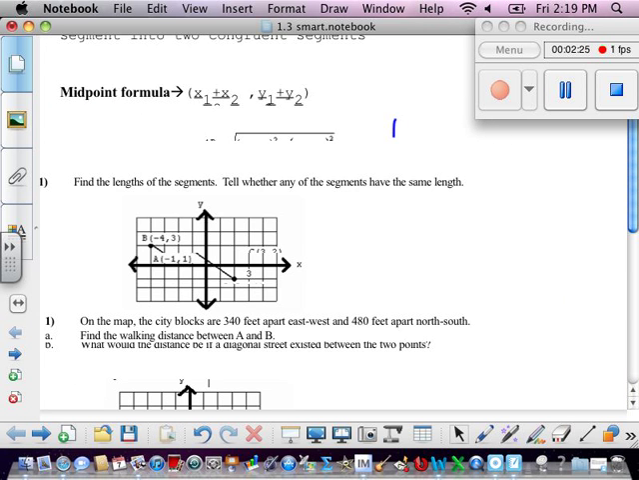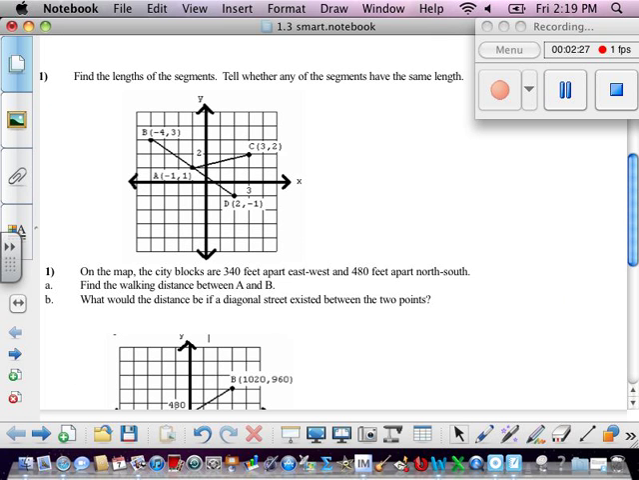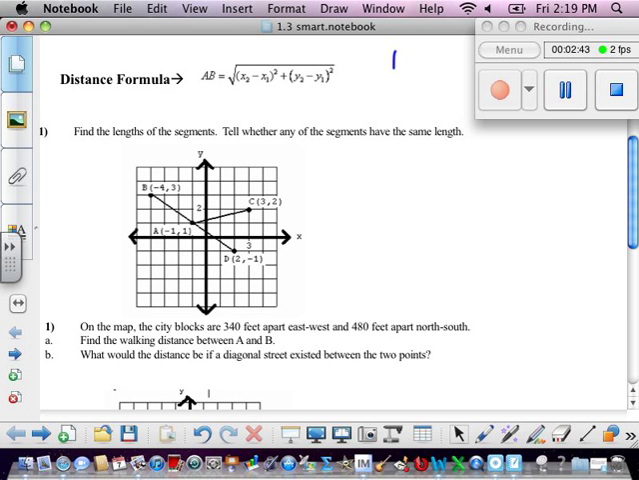All right, we're going to move to the first problem. We're going to find the lengths of these segments. They're not vertical or horizontal like they were yesterday. They're diagonal, which means we're going to use the distance formula. The first thing I'm going to do is find the distance between B and D. The point is to find out if B to D is the same length as A to C. Any guesses? Do we think it's the same length? No. Okay, let's find out.